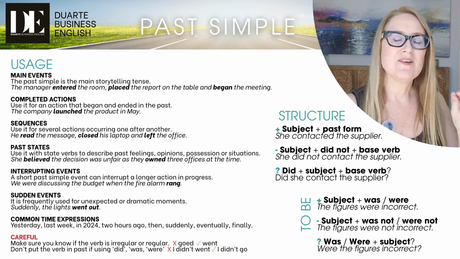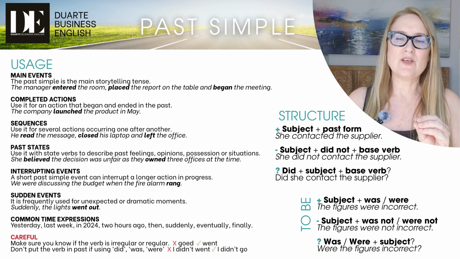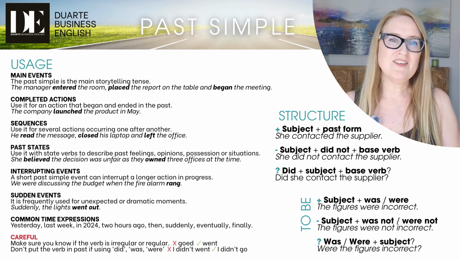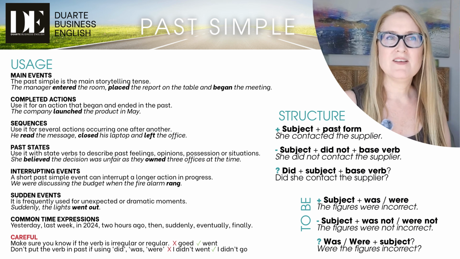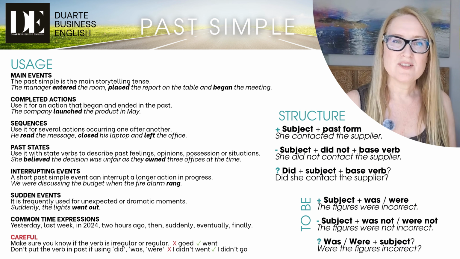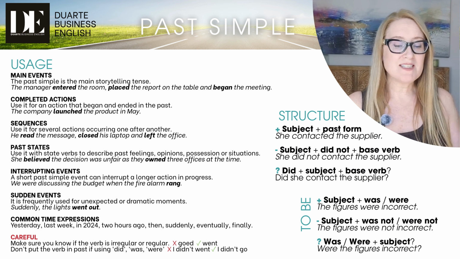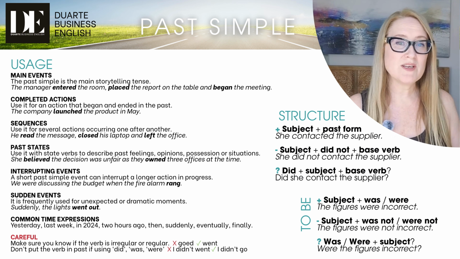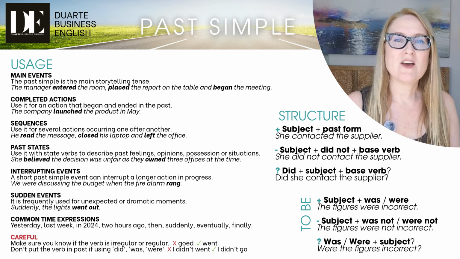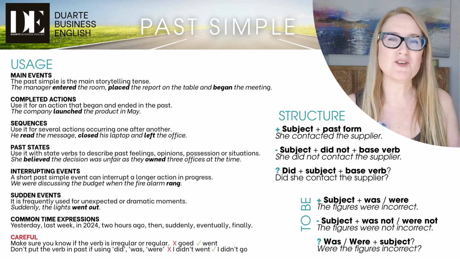Past states. Now, states, remember, if you have any difficulty with this, it's very important that we don't put states in continuous form. So even if something was in the past, if it was an action verb, it would be in a continuous form. If it's a state, we don't use continuous. So a past state, this means describing feelings, opinions, possessions, what you have, or situations. I'll give you an example here. She believed the decision was unfair as they owned 3 offices at the time. So believe, owned. Both those are not action verbs.